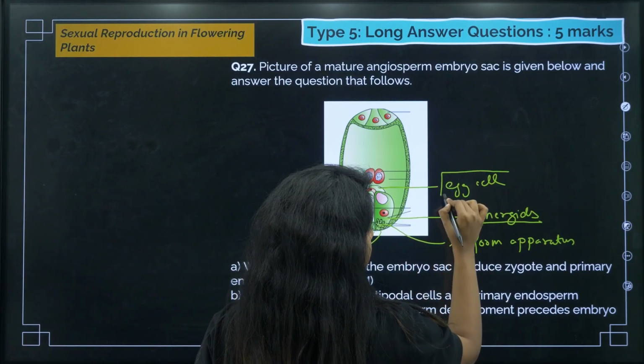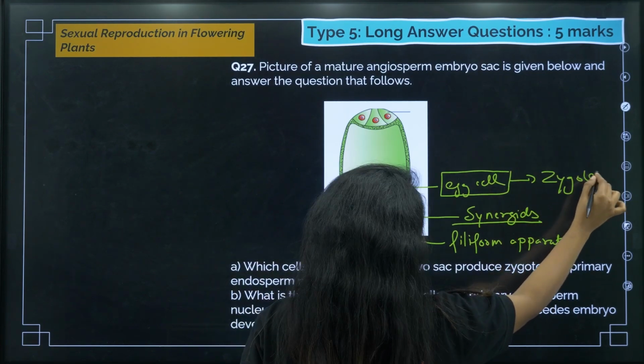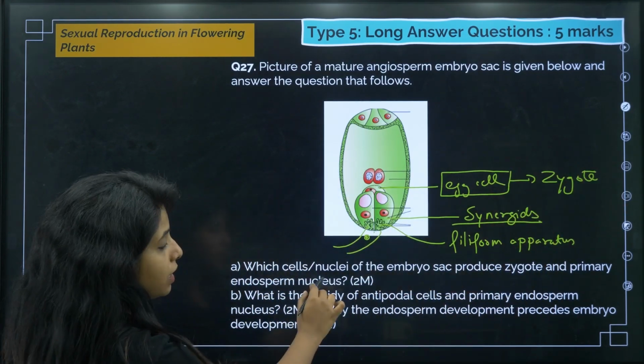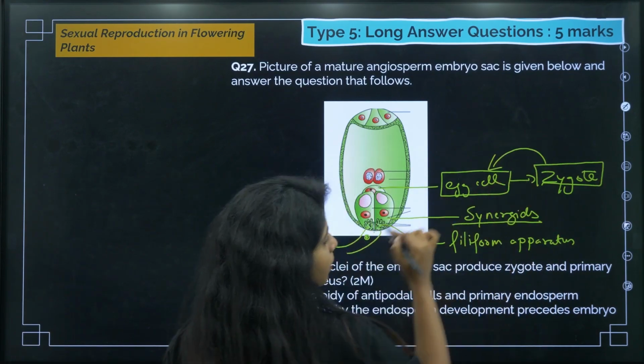So now the egg cell is there. This egg cell is going to help in the formation of the zygote. That is the first thing. So which cells or nuclei? The zygote is the first thing, and it is being made by the egg cell.